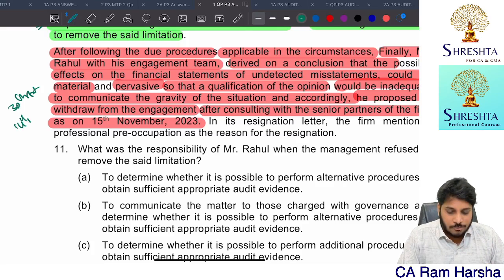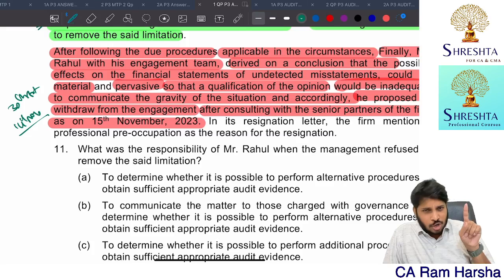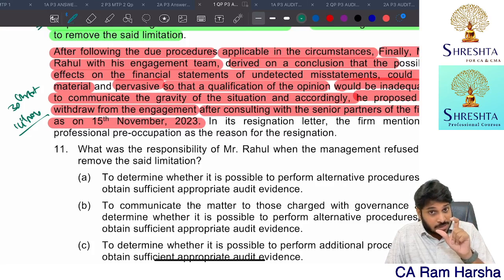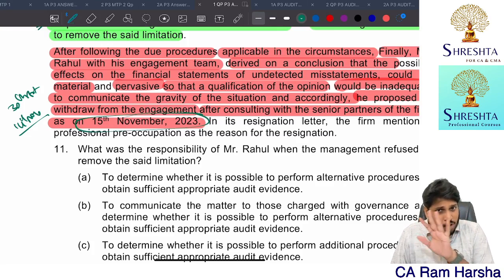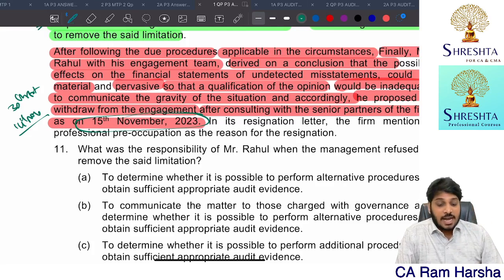45 days means what? 14th November is the 45th day. October 31 days, November 14 days. Remember the days. Very clever. 15th November means it is not within 45 days of the second quarter ending. It is after 45 days.